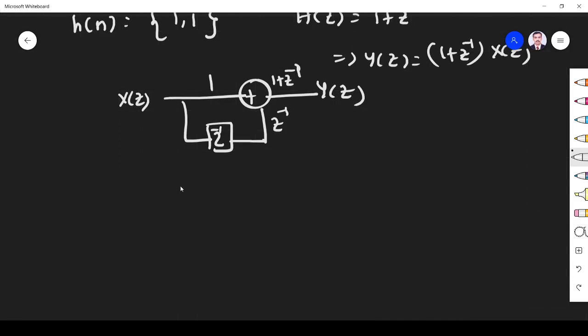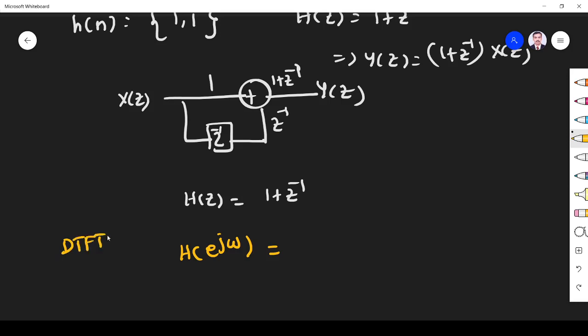H of z is given by 1 plus z inverse. I want to find the nature of the frequency response. If you want to find the frequency response, replace z with e power j omega. That is, find the DTFT. Z is equal to e power j omega, so it is 1 plus e power minus j omega.